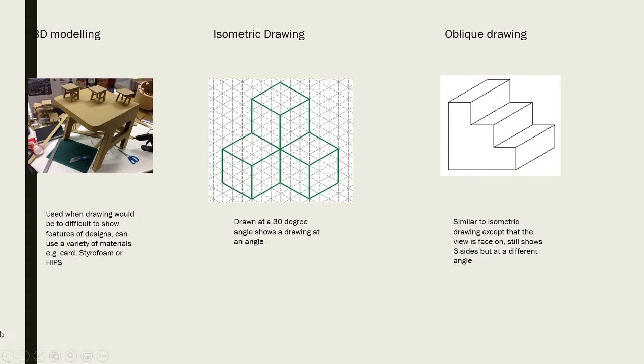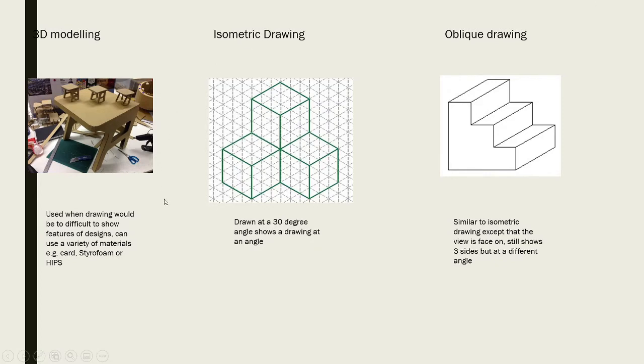3D modelling. Used when a drawing would be difficult to show features of a design. You can use a variety of different materials, so obviously things like cardboard, card, styrofoam, HIPS, PLA if you're 3D printing. So 3D modelling is massively helpful, and obviously you will do quite a lot of that at A level anyway.